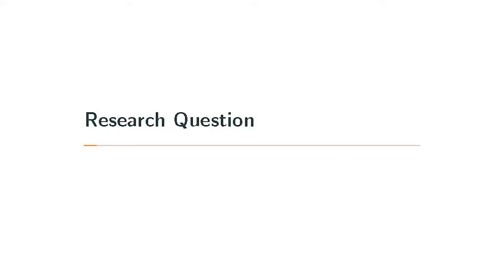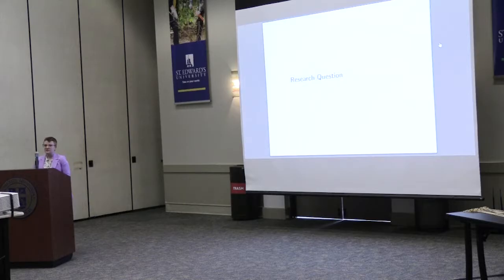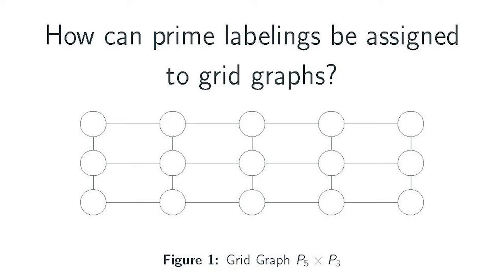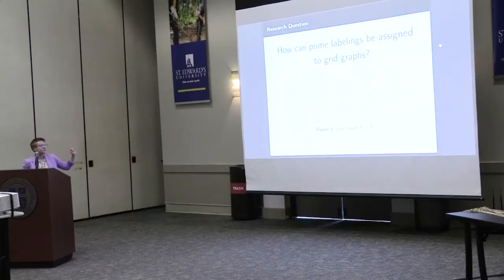And that's enough background to get straight into the research question that we were tackling for this project. And that question is, how can we give prime labelings to grid graphs? So this is a grid graph. It's denoted p sub 5 cross p sub 3. That just means that it's a graph that has 5 columns of vertices and 3 rows of vertices.